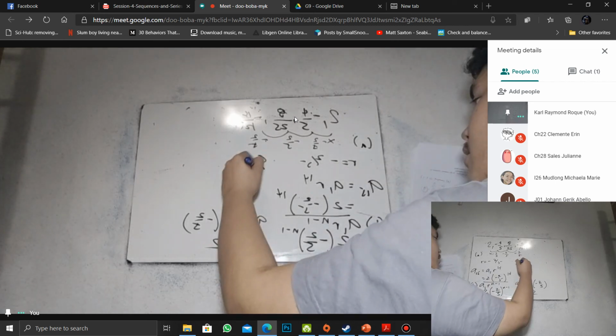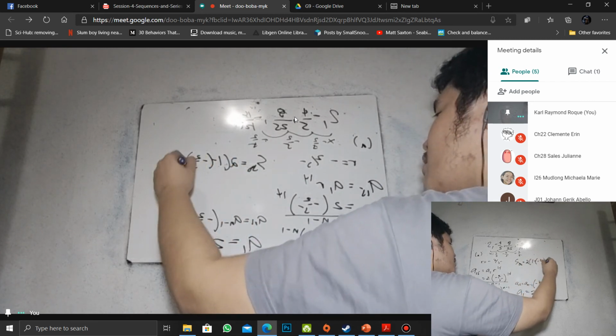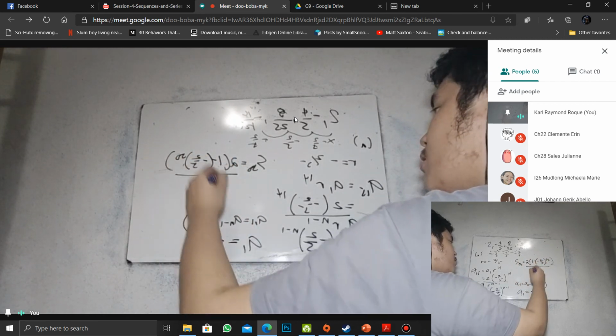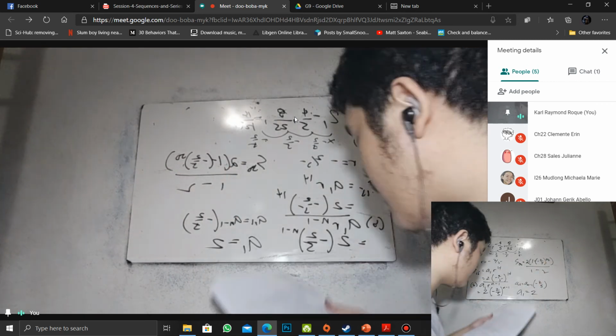Letter C, find the sum of the first 50 terms: a sub 1 times 1 minus negative 2/5 raised to 50, over 1 minus negative 2/5. Okay na yan?